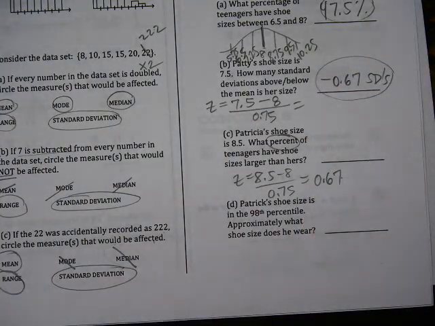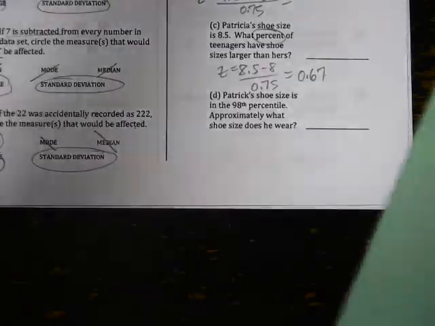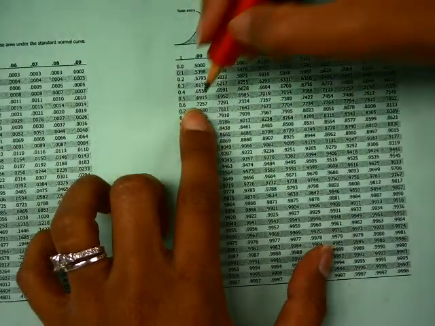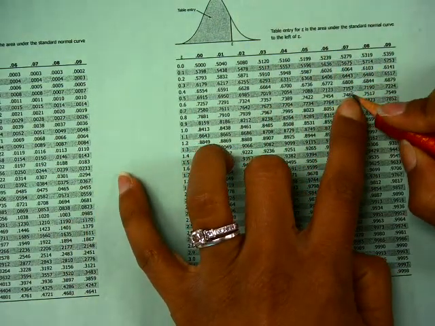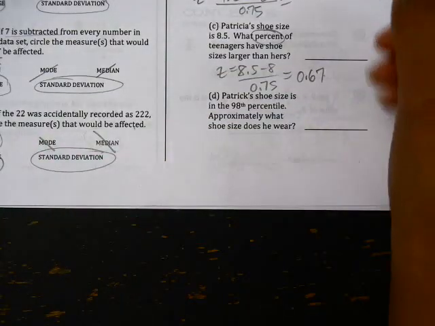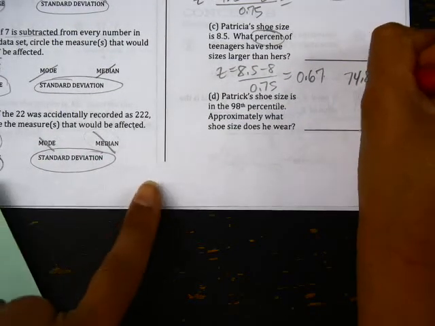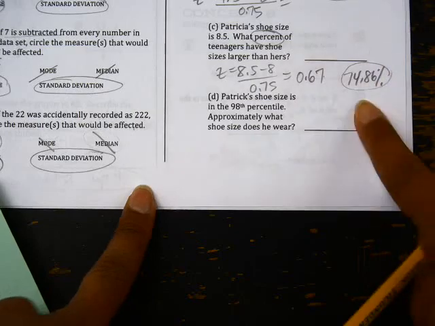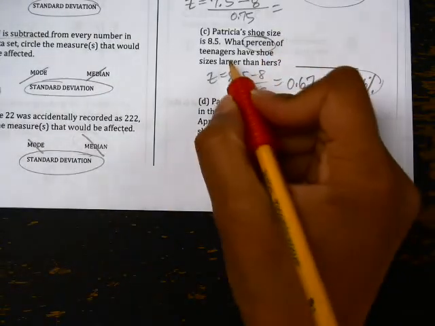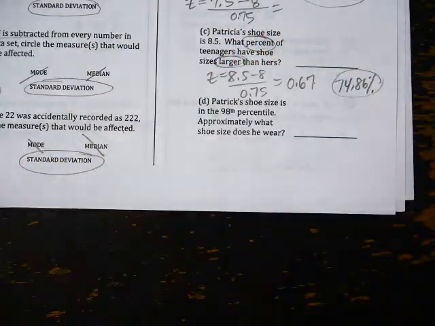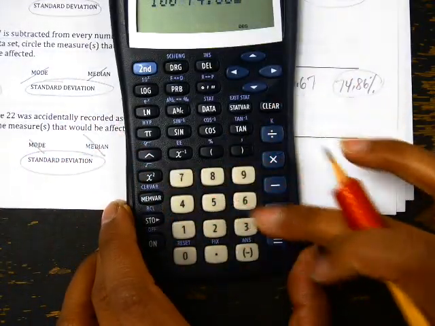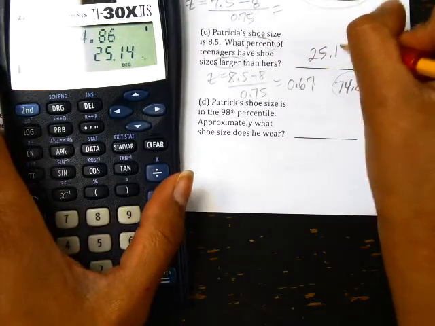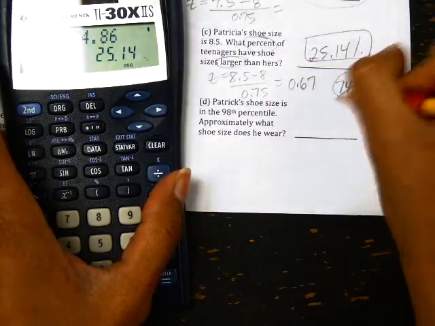Now using the z table, I'm going to look up z equals 0.67. 0.7486 is the percent of people that have a shoe size less than hers, but in order to answer the question of percent that have a shoe size larger than hers, I'm going to subtract that from 100%. So 25.14%. This is not the answer.